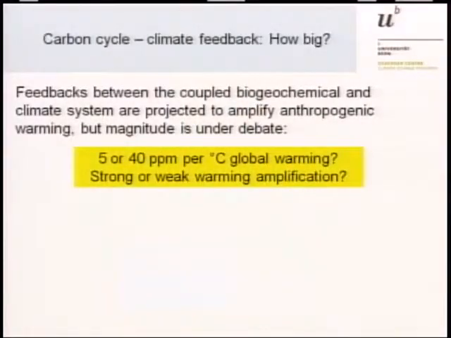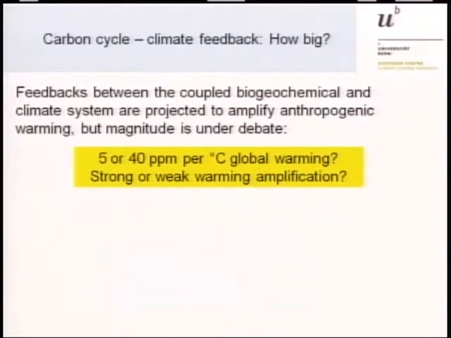The question is, however, how big this feedback is. There have been various publications in the literature, and most recently by Cox and Jones, who suggested a very high amplification based on CO₂ and temperature reconstruction data of the Maunder minimum period. They came up with an additional 40 ppm in the atmosphere or so for each degree Celsius of global mean surface temperature warming, whereas other assessments came up with a lower number. And so the question is, is there a strong or a weak warming amplification?